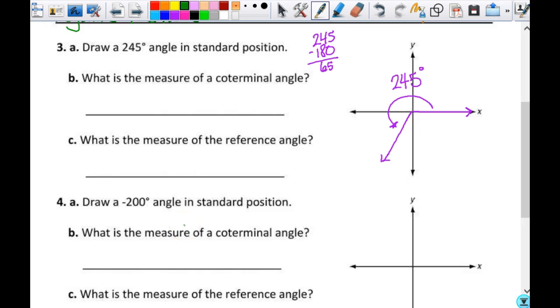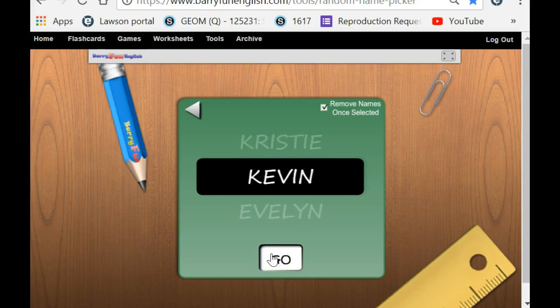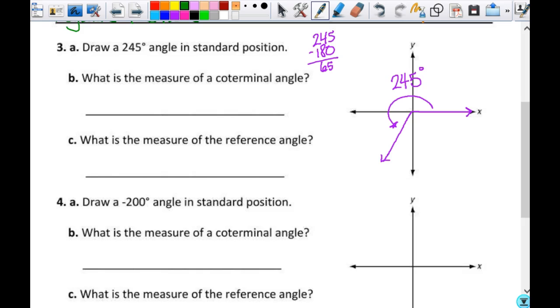So then it says, what is the measure of a coterminal angle? All right, so what is a coterminal angle? Evelyn. Not here. Katie, what is a coterminal angle? What does that mean? Okay, so how is a coterminal angle related to this angle? But like physically, how's it related? What's word-wise, definition-wise? What does it say about a coterminal angle?